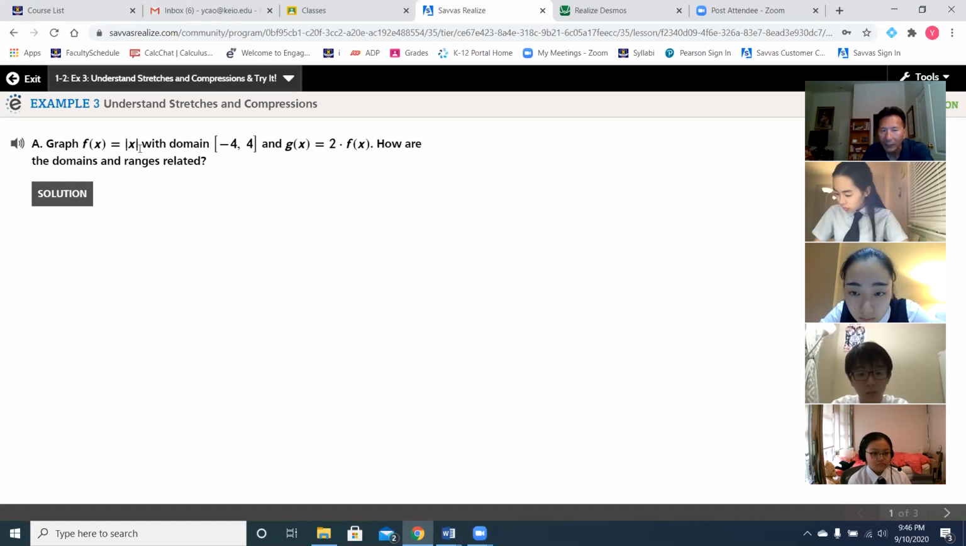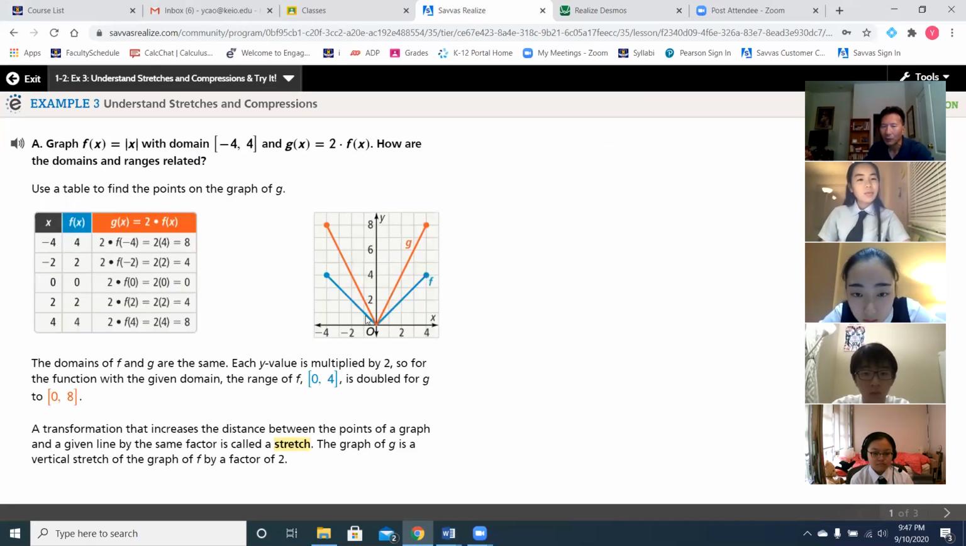You see, we need to graph f(x) equals the absolute value of x, and graph g(x) equals 2f(x), which is 2 times the absolute value of x. So what's the domain of that one? What's the graph going to look like? We're going to check the graph. You see, this one is g(x), this one is f(x). What can you tell me?